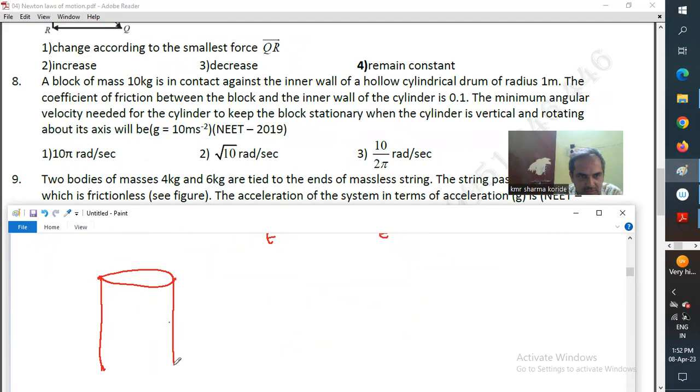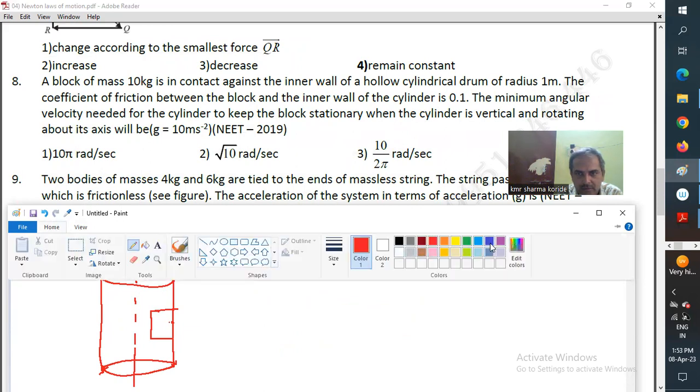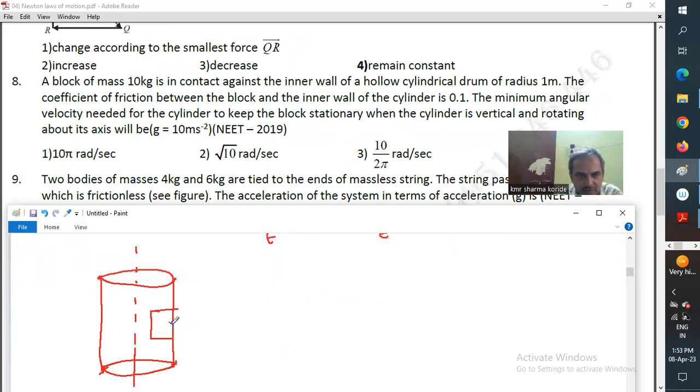So this is the cylinder. A block of mass 10 kg is in contact with the inner wall. So let us say this is the axis about which the cylinder is supposed to rotate. During the rotation, always remember normal reaction acts perpendicular to the surface of contact. So this is the surface of contact. Normal reaction acts towards the center. So therefore, this normal reaction is playing a role like centripetal force.